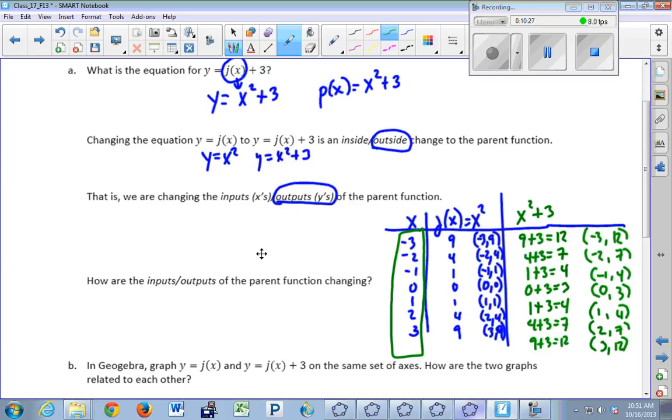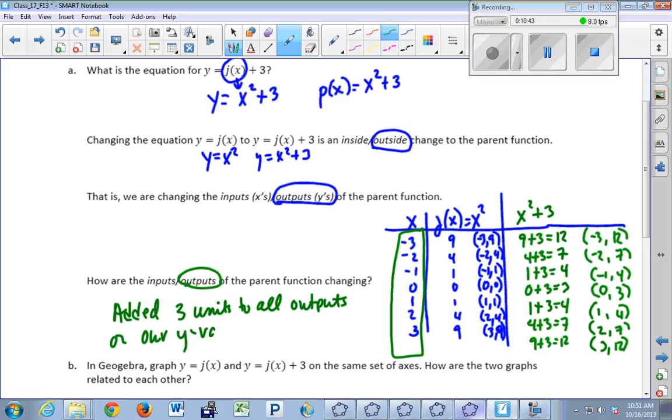So how have the outputs of our parent function changed? We've added 3 units to all outputs, or our y values have increased by 3.